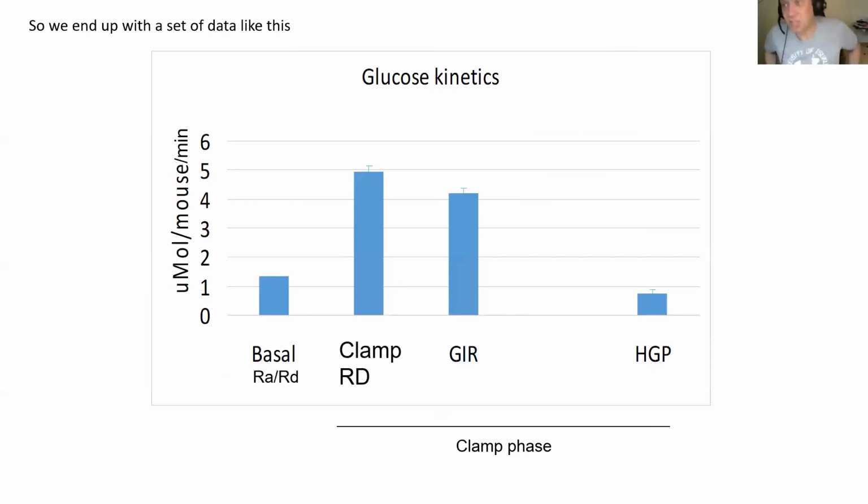And so this is the data we end up with. We have some data from the basal state, and in the basal state the RA and the RD are basically equivalent. In this set of data, it's about 1.3 micromoles per minute per mouse. We then have the clamp RD, which in this case has gone up about threefold. We have the GIR, so most of this increase is being accounted for by our glucose infusion, and we have the hepatic glucose production in the clamp phase. Okay?